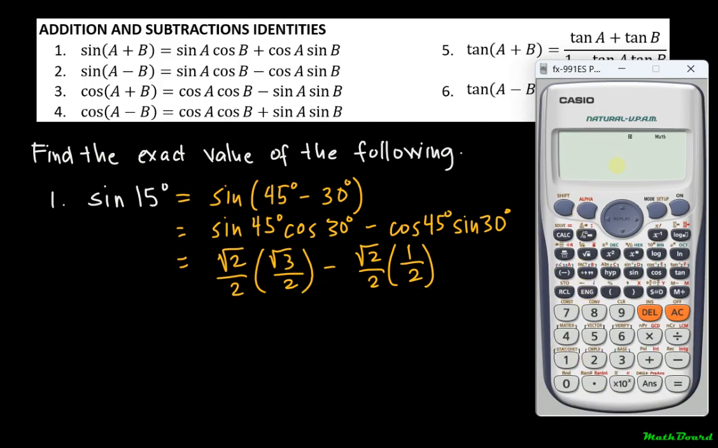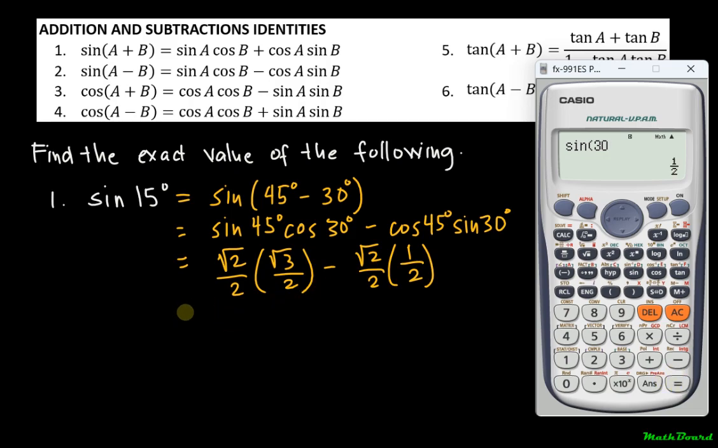Make sure that the mode of the calculator is in degree when the given angle is in degree, and radian if radian. Let's say sine 45. So sine 45 is just equal to square root of 2 over 2. Then cosine 30 is just equal to square root of 3 over 2. Then cosine 45, that's square root of 2 over 2. Then sine 30 is just equal to 1 half.